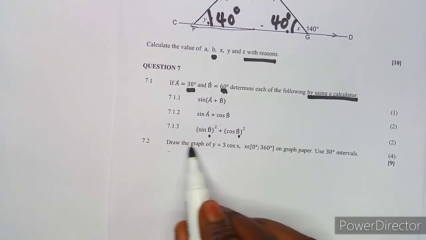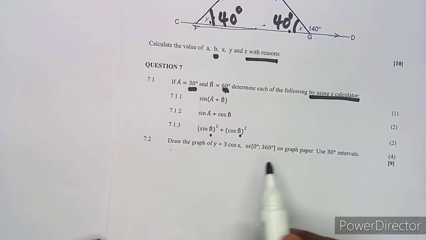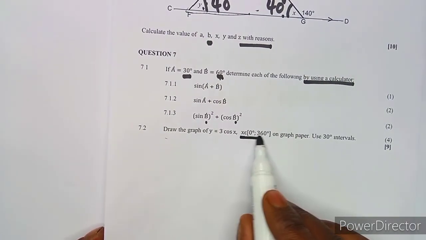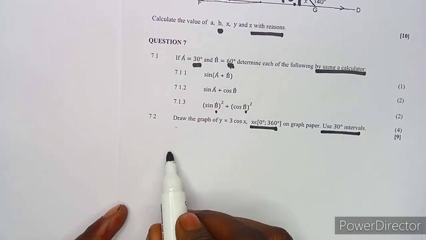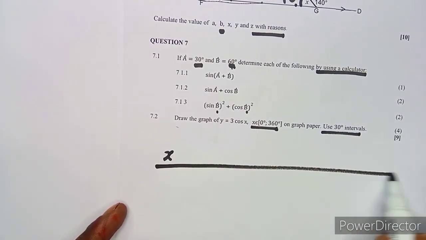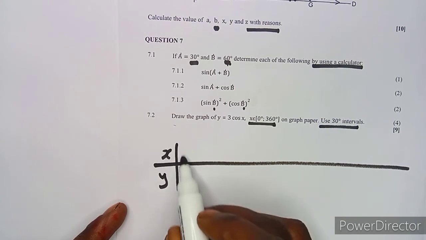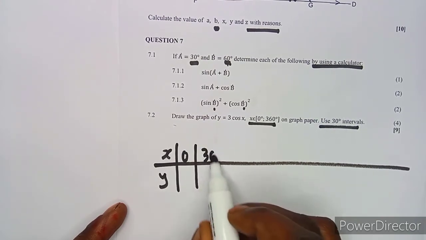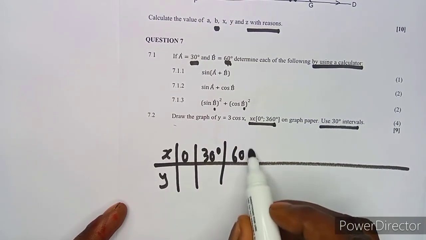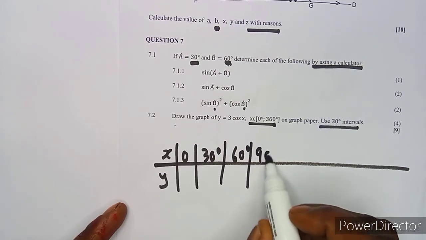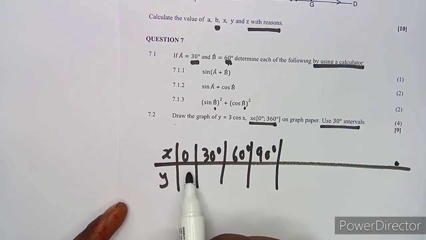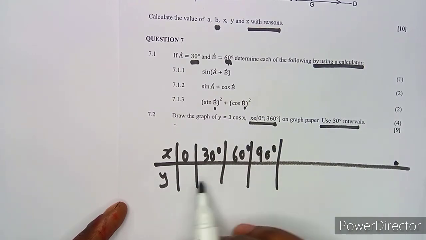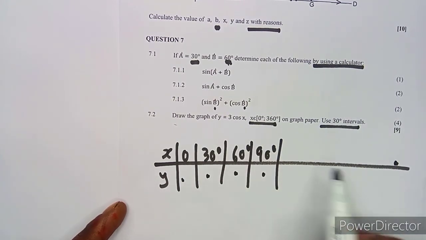Then we have: draw the graph of 3 cos x, using the range we are given from 0 to 360 and a 30-degree interval. So remember guys, I told you that here you just need to have the values of x and y, in this case 0, 30, 60, 90 and so forth. So this is what you're going to do up to 360 degrees. Then you substitute 3 cos 0, 3 cos, you obtain the values of y, then you can draw.